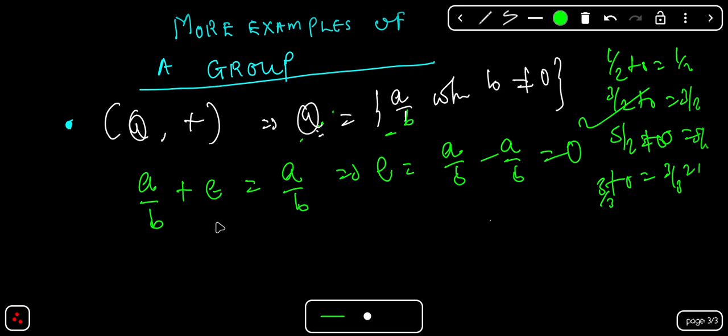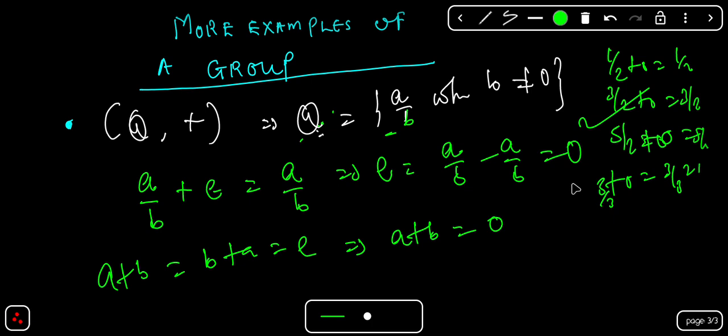So the next property is the existence of the inverse. That is, for each A in G, there exists B in G, such that A plus B must be equal to B plus A, which must be equal to 0, since the identity element is 0. So if you subtract A from both sides, you are going to have B is equal to minus A. So if you take any element, the inverse will be the negative of that element.